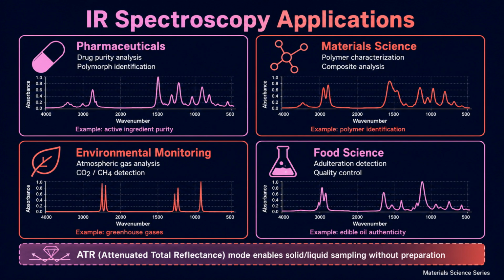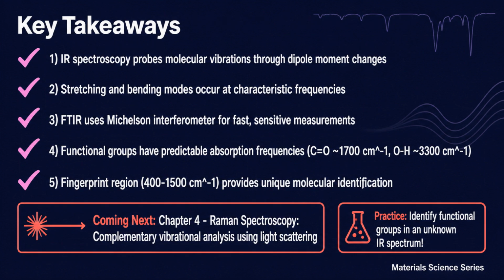more convenient. Chapter 3 covered IR spectroscopy fundamentals. Key points include: IR probes molecular vibrations through dipole moment changes. Stretching and bending modes occur at characteristic frequencies. FTIR uses interferometry for fast, sensitive measurements. Functional groups have predictable absorption frequencies like carbonyl at 1,700 and OH at 3,300 inverse centimeters. The fingerprint region provides unique molecular identification. Chapter 4 will introduce Raman spectroscopy, a complementary vibrational technique using light scattering.